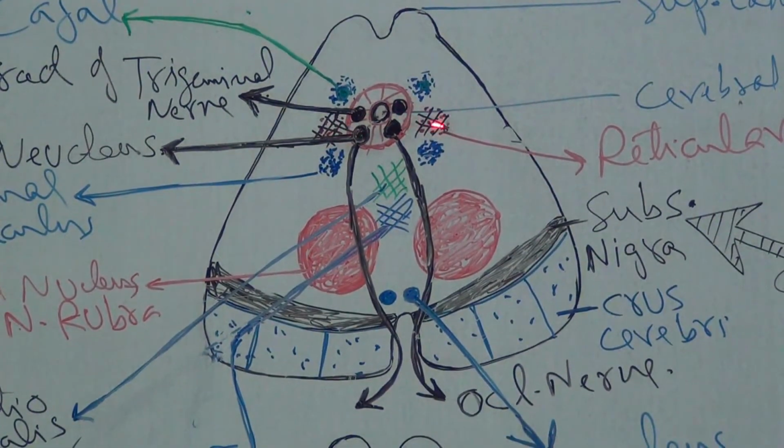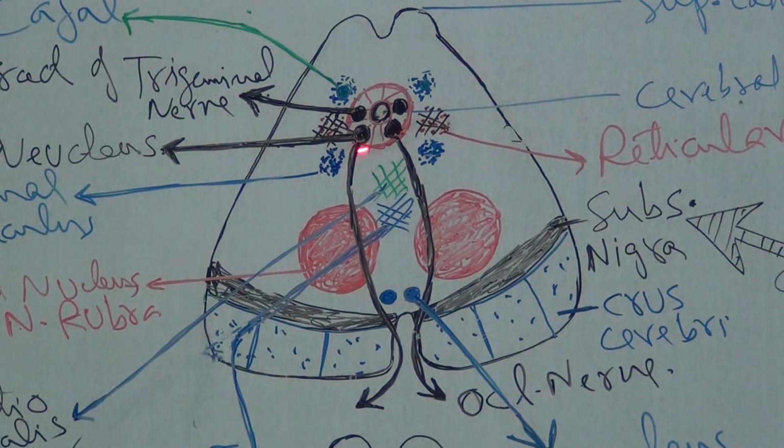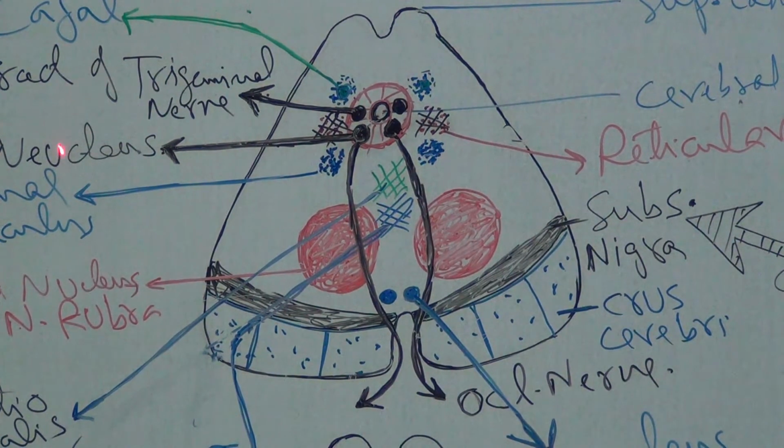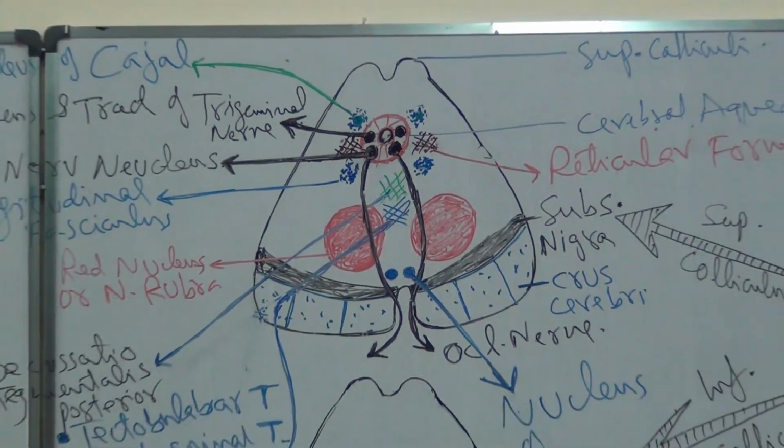So we have included this structure here. Mesencephalic nucleus of trigeminal nerve is also present throughout the brainstem and upper two-thirds of the spinal cord. Their location will change here and there.